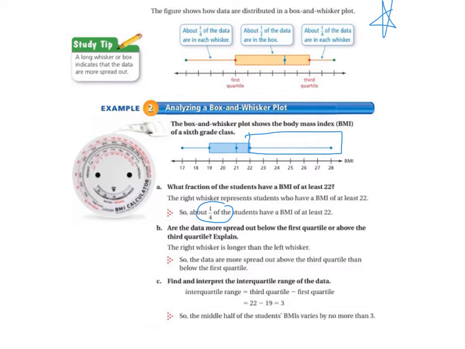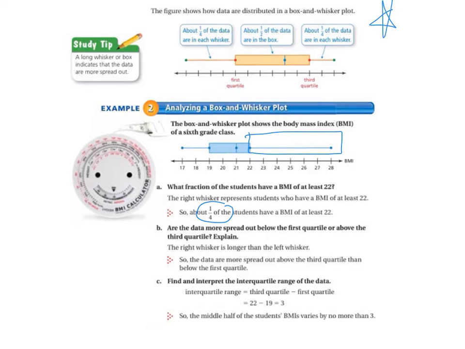Letter B, are the data more spread out below the first quartile or above the third quartile? And explain. The right whisker is longer than the left whisker. So that indicates that the data are more spread out. The longer the whisker is, the more spread out the data are. So the data are more spread out above the third quartile than below the first quartile.